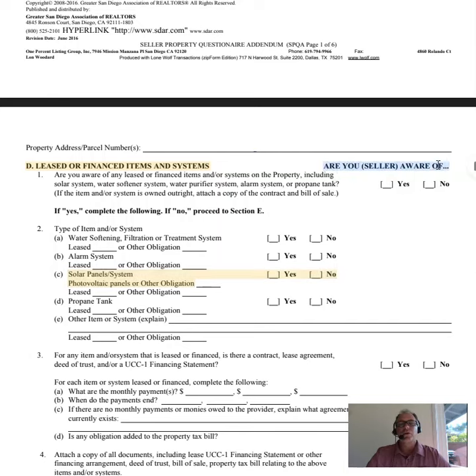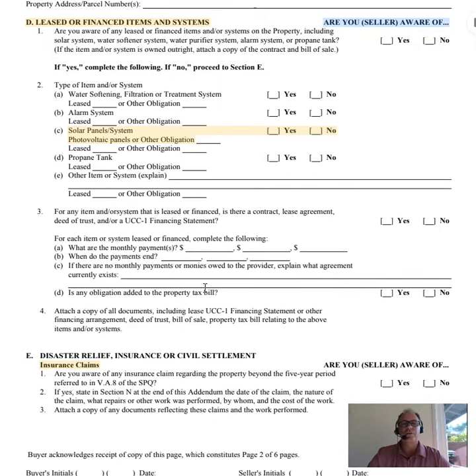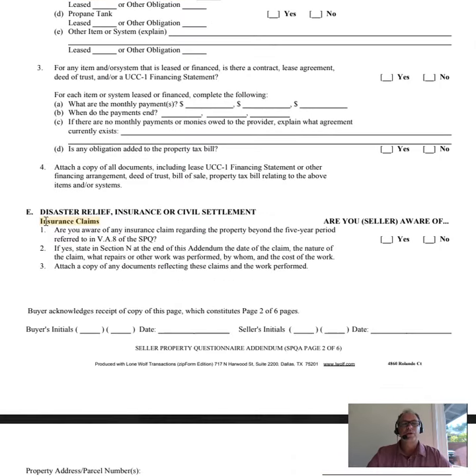And it says, again, are you aware? If you have a system, you check it, and you would basically provide any documentation for that as well. This one also talks about insurance claims again. So there are many times where they ask a question more than once, and usually if they're asking more than once, it probably had more problems from a legal side.